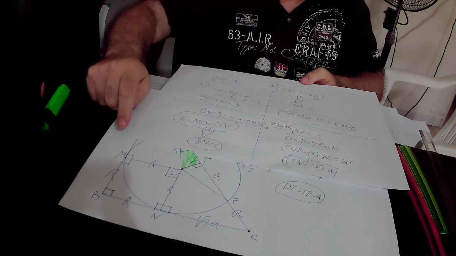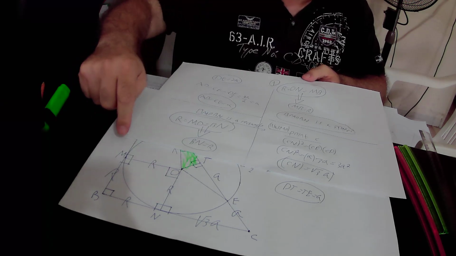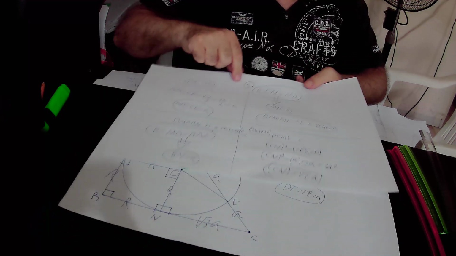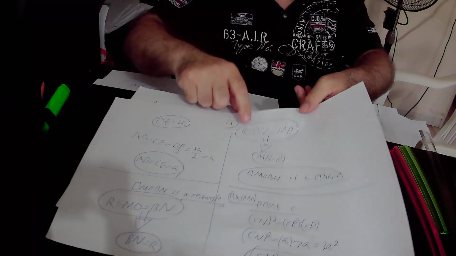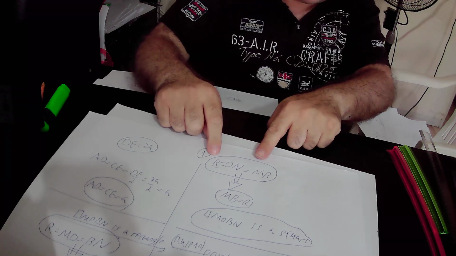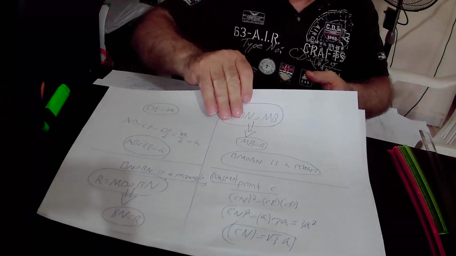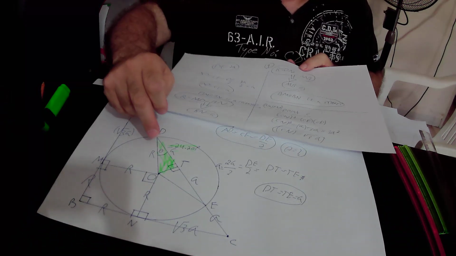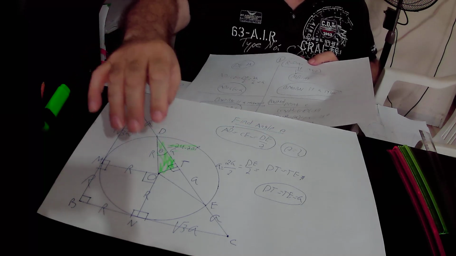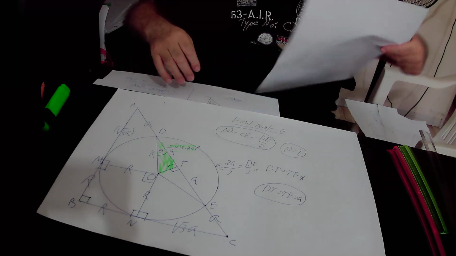Likewise, according to the same rule that the opposite sides of a rectangle are equal to each other, we get that ON equals MB. But here we know that ON equals R, so from this equation, R equals ON equals MB, we will derive that MB is also equal to R. So we found out that quadrilateral MOBN is not just a rectangle but a square, because all of its sides are equal to R.